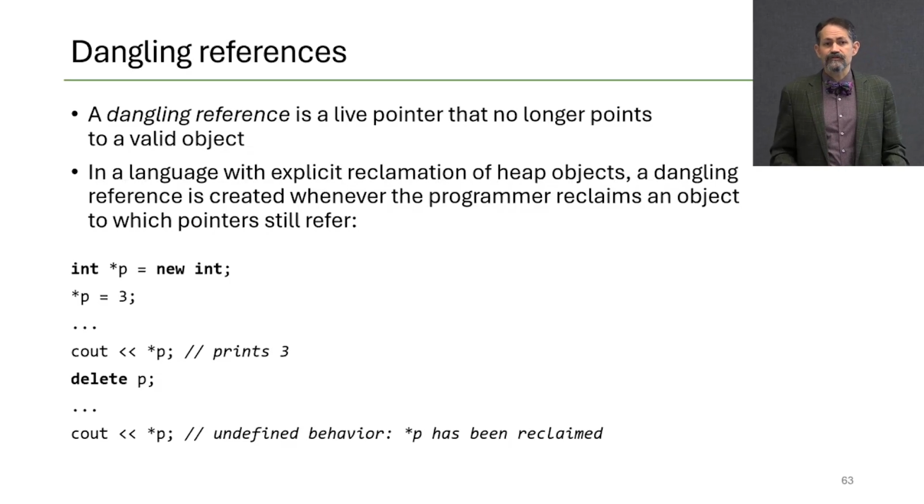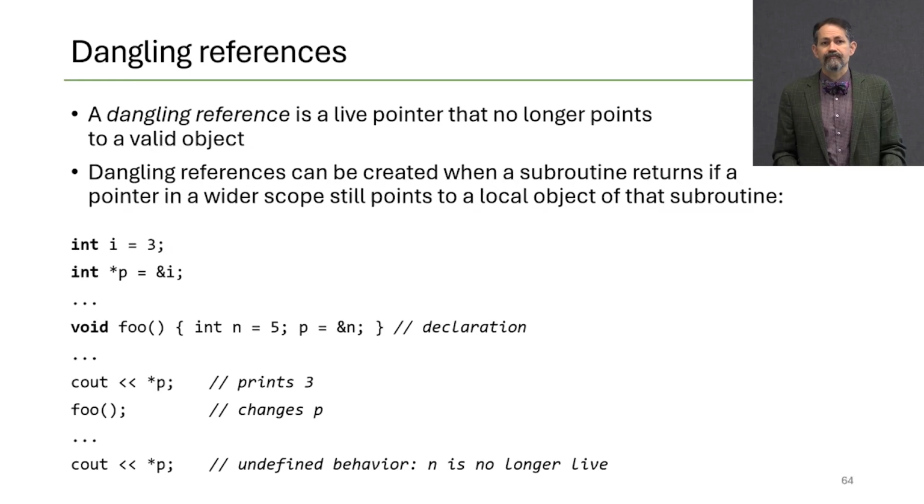So for example, look at the C++ code. We're allocating a new integer, we're assigning it some value, we're printing it, we delete p, but then we try to dereference it again to print it out again. And this would be undefined behavior because star p has already been reclaimed.